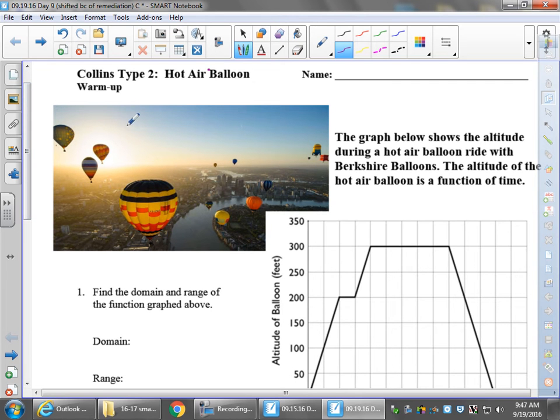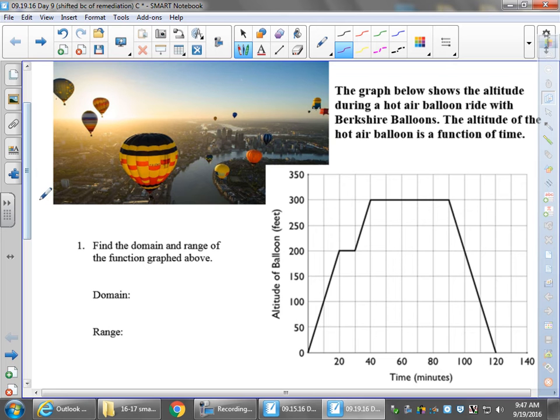Look how pretty. Okay, really off topic, but how cool would it be to see the sunrise in a hot air balloon? Just saying. Look how pretty that is. Yeah, me too. I'll stay on the ground. But still, come on. That's beautiful.